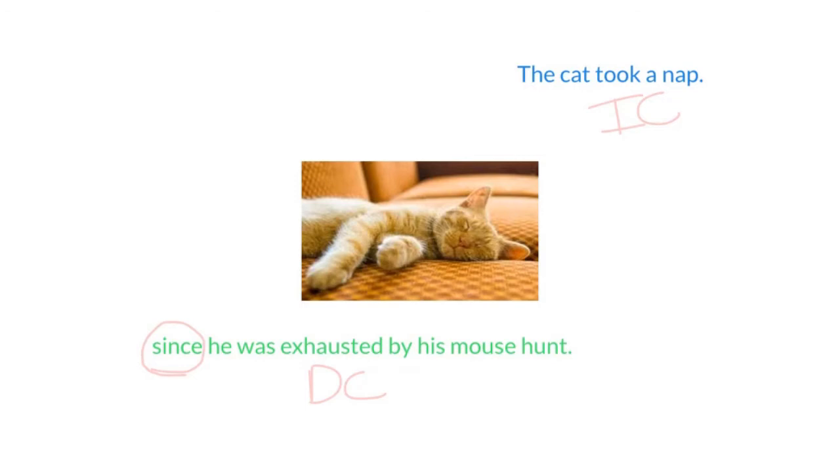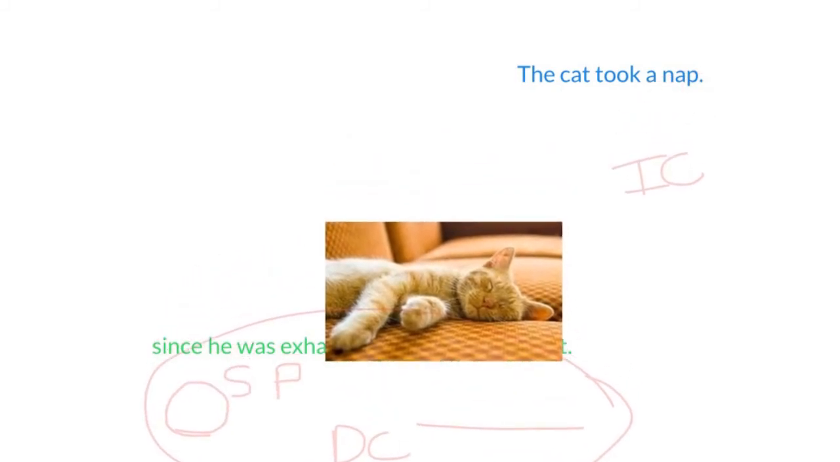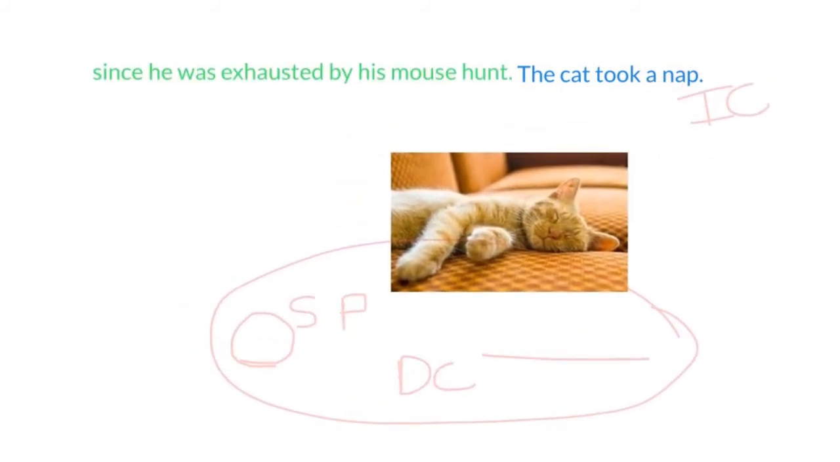And I have another subject, he, and I have a linking verb predicate, this time was, and that's letting me know what he was, his state of being, that he was exhausted. By his mouse hunt is a phrase that tells me more about why he was exhausted. So this complete thing is a dependent clause. And I know that I can take this dependent clause and I can move it to the front of my sentence.